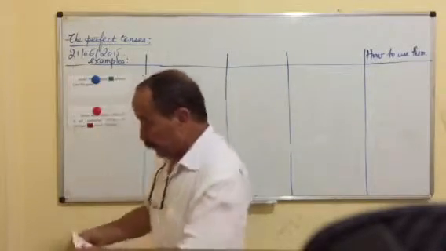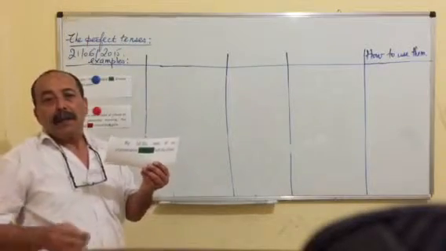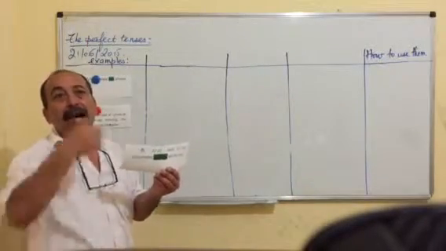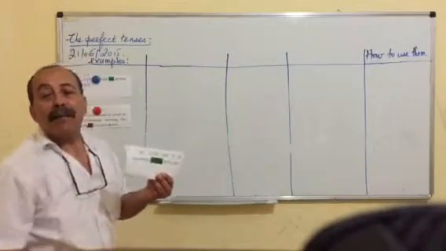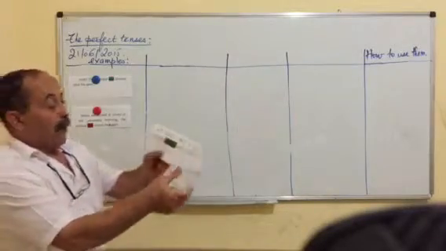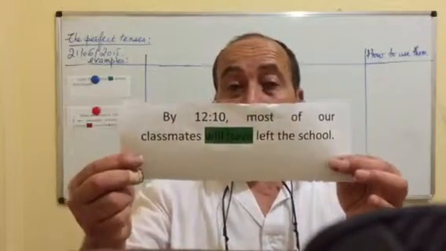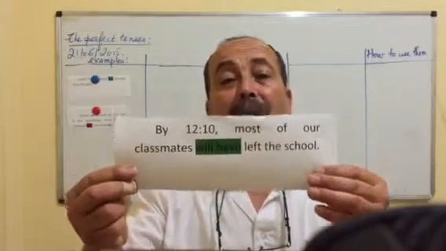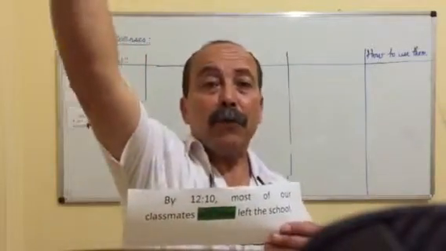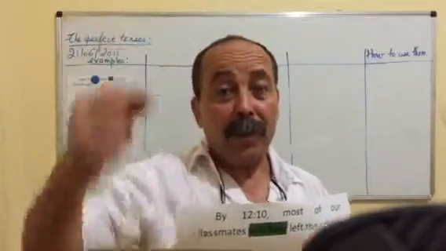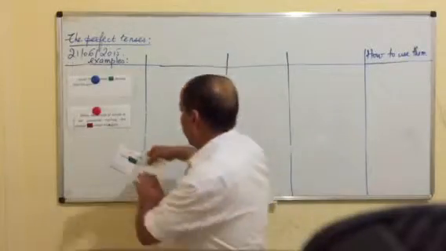Good. And the last one, we are in the morning, so we are just having in mind a time in the future and something that will have been completed before this time. We have by 10 past 12 or 12:10, most of our classmates will have left school. So the time in the future is 10 past 12, and of course there will be nobody at school because they will have left school. Right.